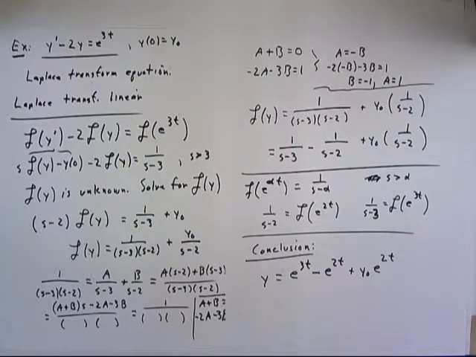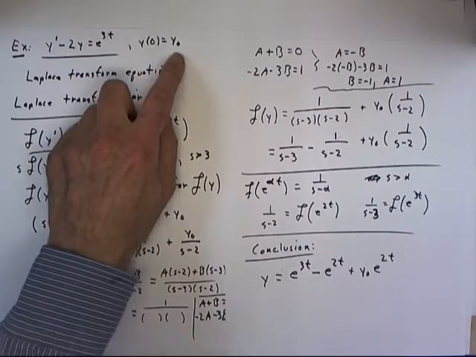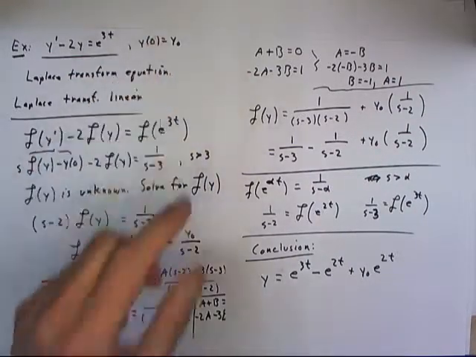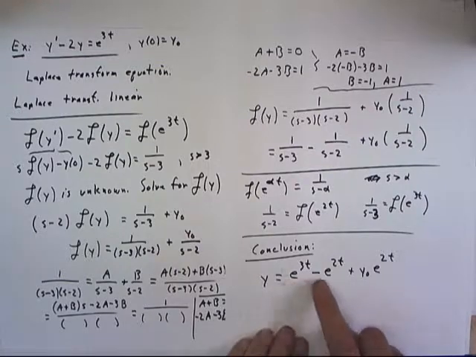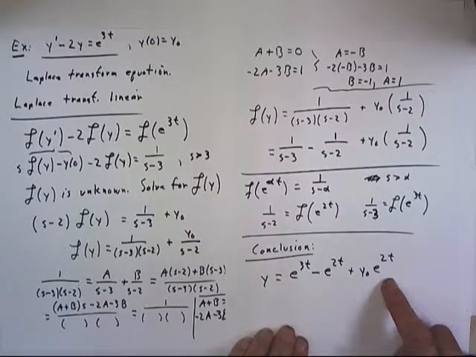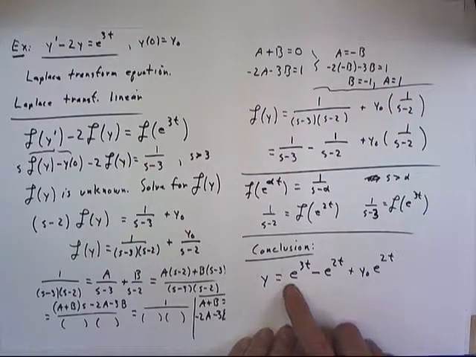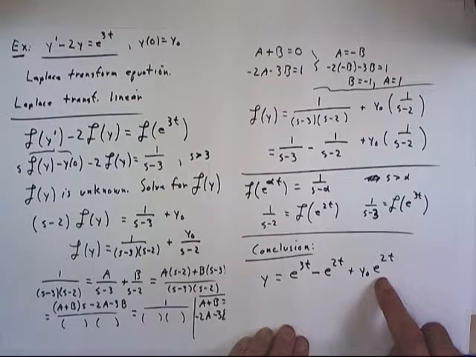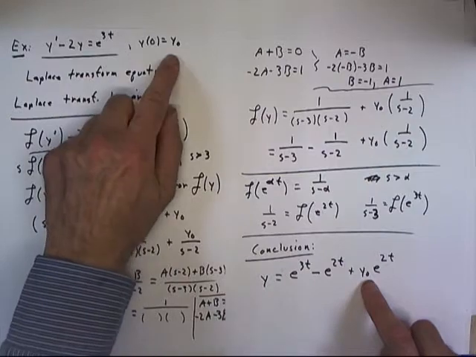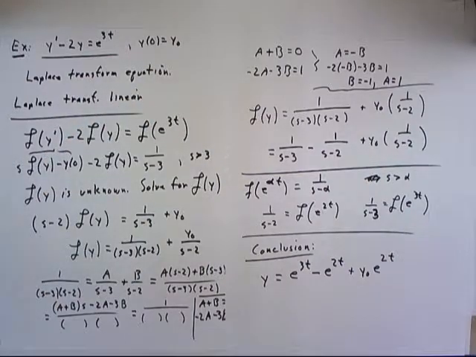The solution is easily enough verified. Let's first verify the initial condition. Y of 0 equals y naught. Okay, if t equals 0, then every one of these exponentials is 1. So we get 1 minus 1 plus y naught. 1 minus 1 is 0. That leaves us y naught. Y of 0 does equal y naught.